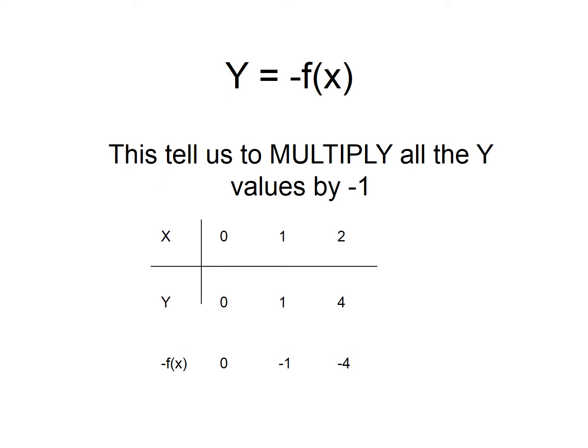If we have minus f(x), we times all of the values by minus 1. So anything that's above the y equals 0 line will then end up exactly the same distance below. So this is a reflection in the x-axis.